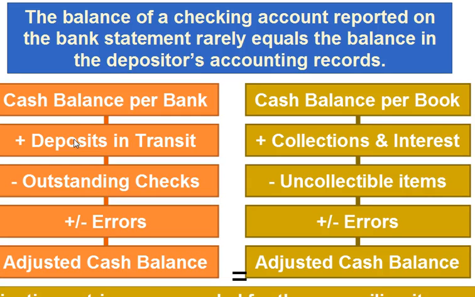So on the left-hand side, you see the bank cash balance, any deposits in transit, as we mentioned. You subtract any outstanding checks, add or subtract any errors. You come up with the adjusted cash balance for the bank. The same on the right-hand side for your company books. You add back collections and interest, subtract uncollectible items, adjust for any errors, and you have a new adjusted cash balance. The reconciliation process should have these two balance in a perfect world.